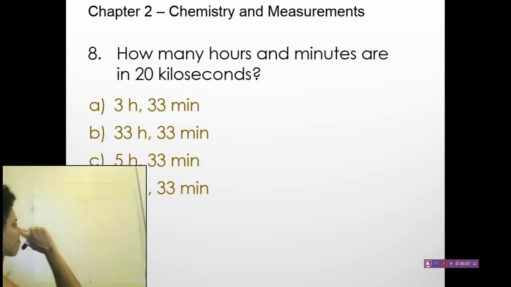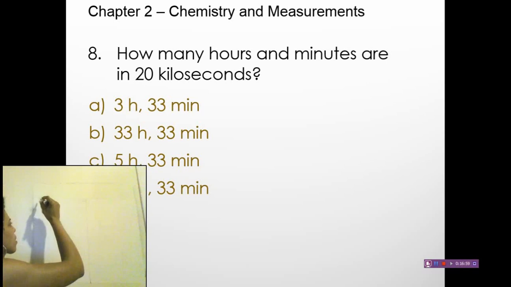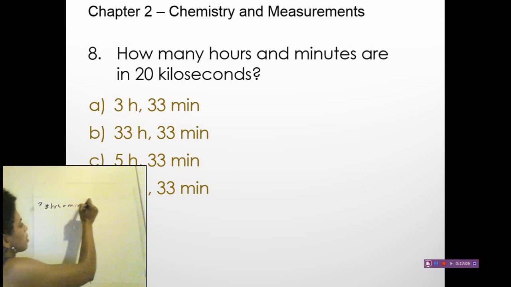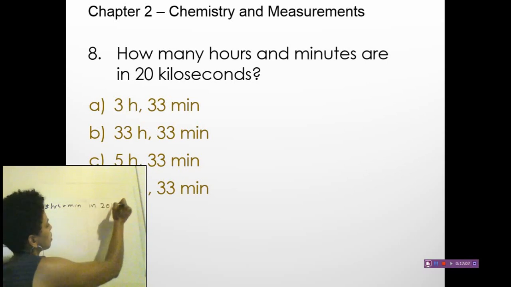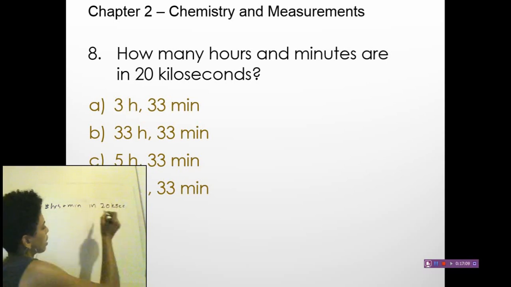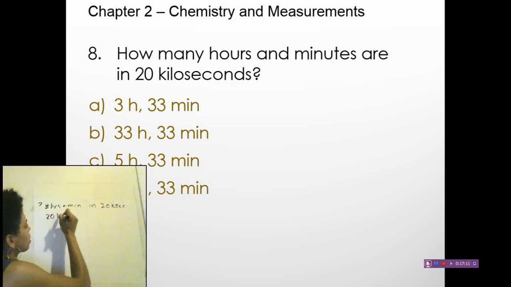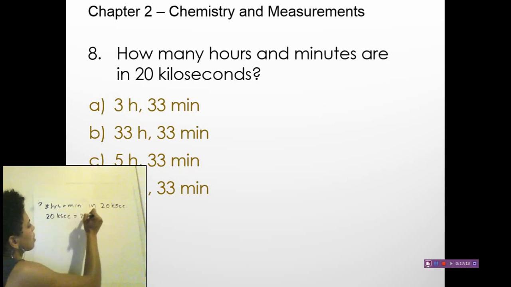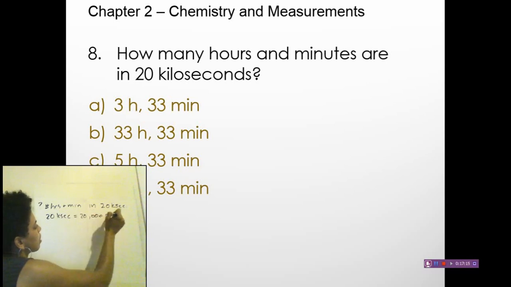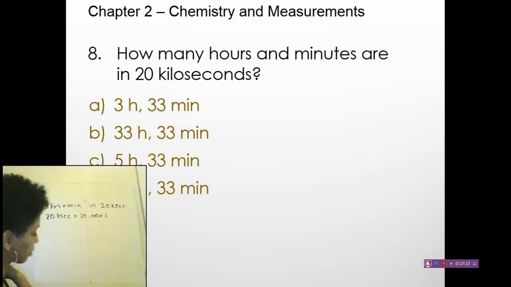Well, so we want to know how many hours and minutes are in 20 kiloseconds. So 20 kiloseconds is 20,000 seconds, right? So we know how many seconds there are in a minute, and how many minutes there are in an hour.